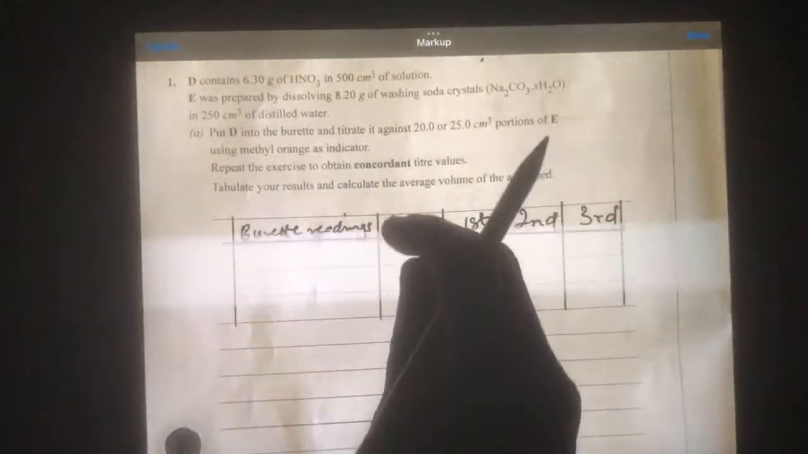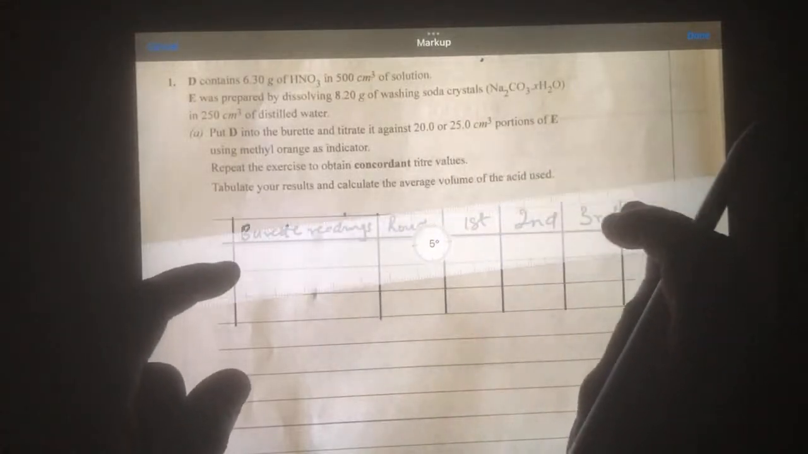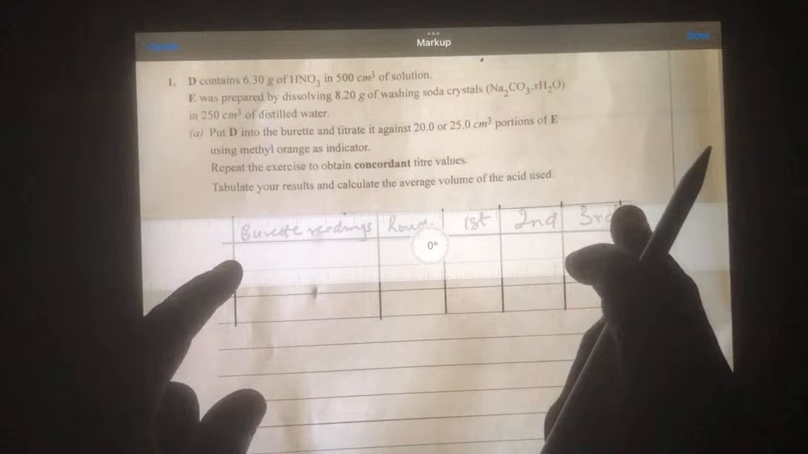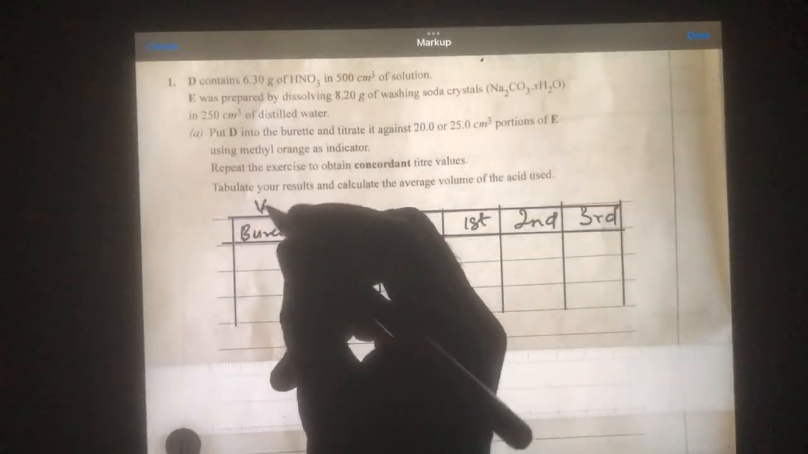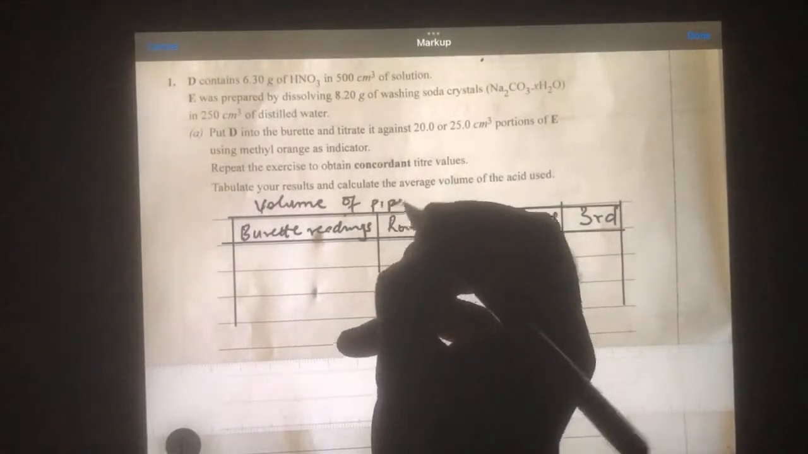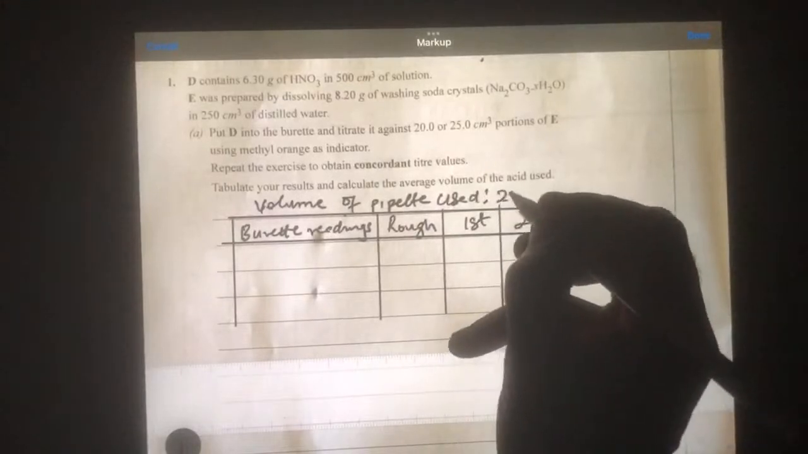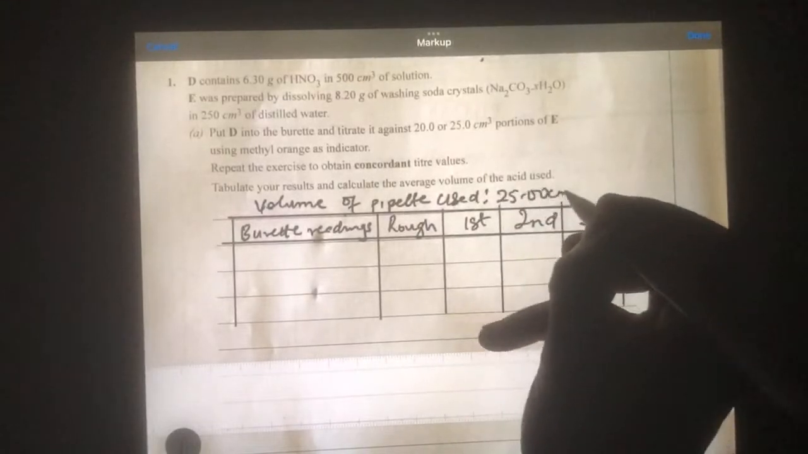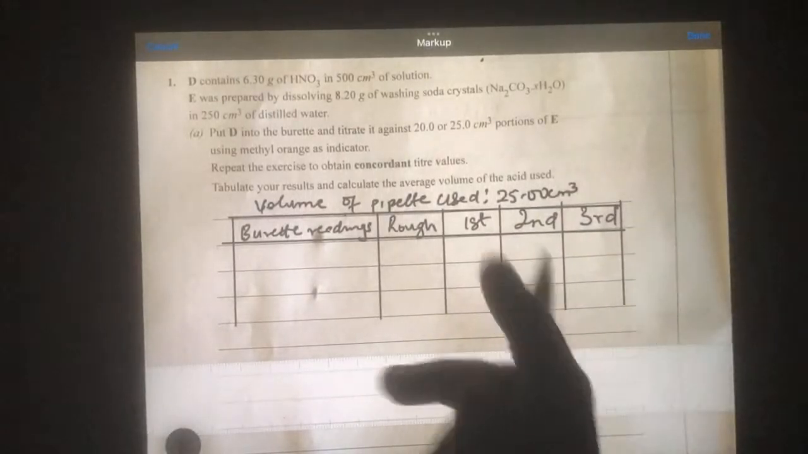Then don't forget that on top of your table you have to indicate the volume of pipette used. Write 25.00 cm cube. That's a special mark on this one.